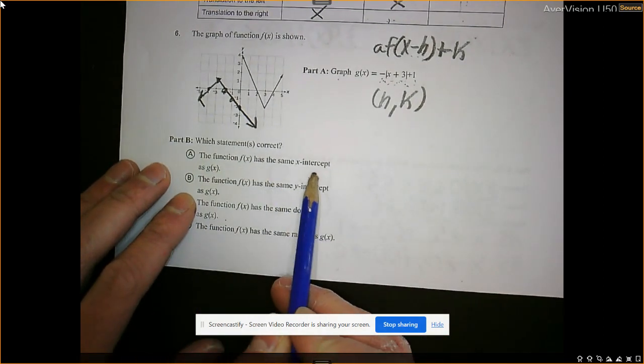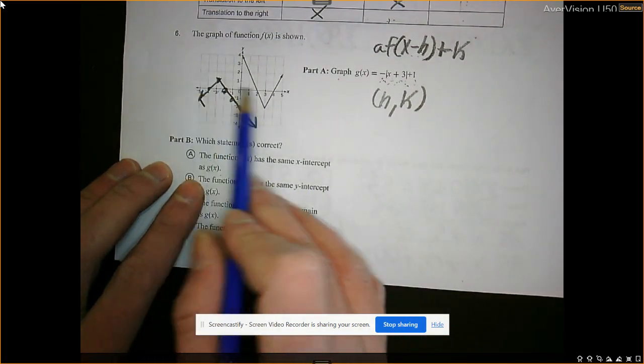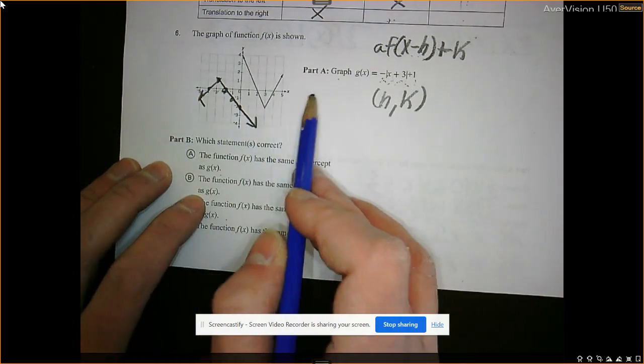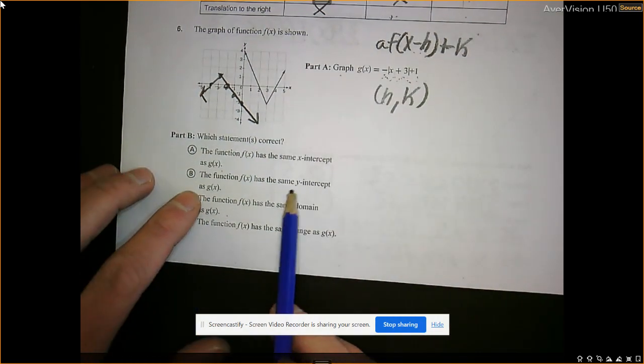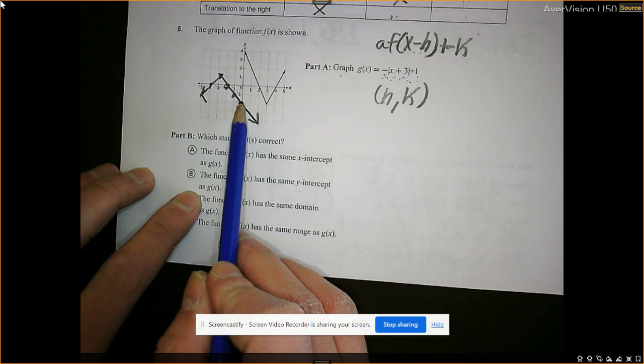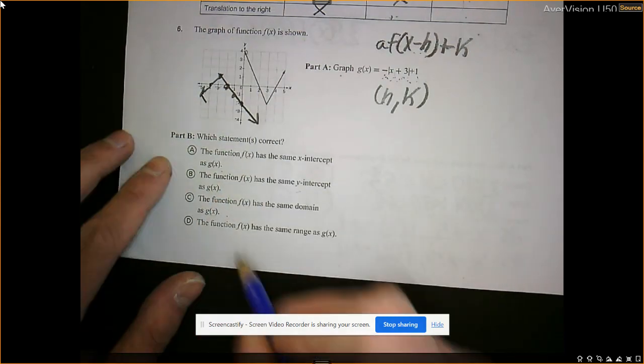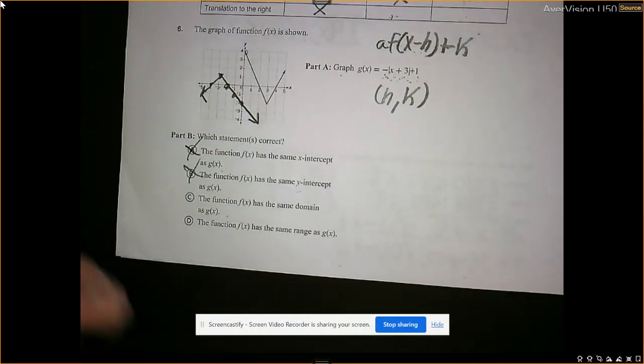The function of f of x has the same x-intercept. No, they don't have the same x-intercept. They don't cross the x-axis at the same spot. What about the y-intercept? Nope, this one crosses here, this one crosses up here. Nope, they don't have either of these. You can cross them out if you like to eliminate answers.